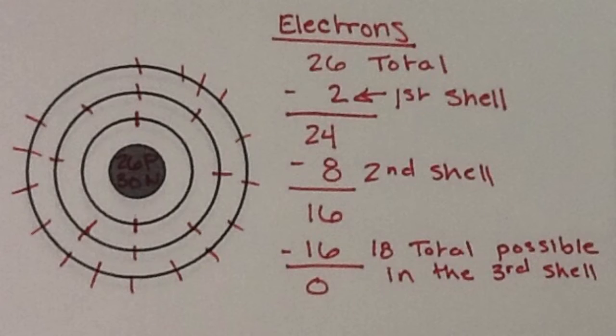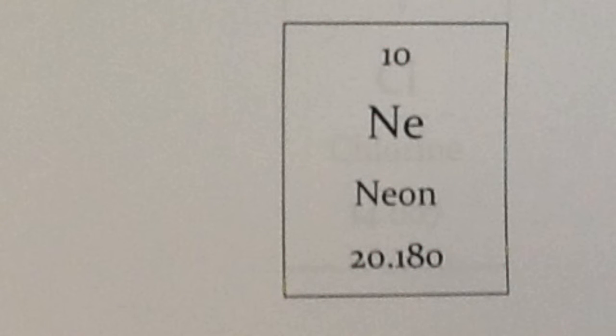Knowing that the third shell can hold up to 18 electrons, we take the 16 remaining left in this atom and place them in the outside shell. Because the outermost shell has 16 electrons, the valence electrons for this iron atom would be 16. Next, let's move on to neon.